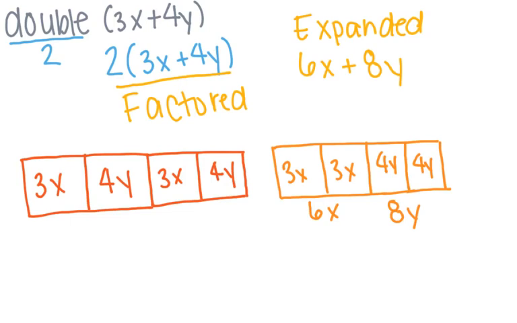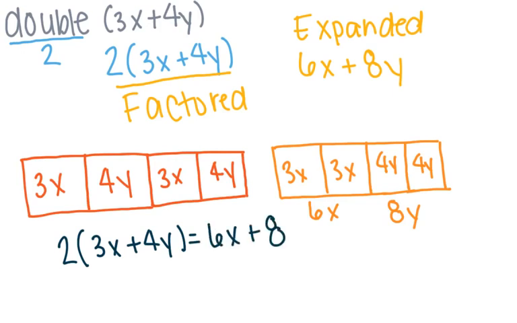So are our expressions equivalent to each other? Yes, they are. 2(3x + 4y) is equal to 6x plus 8y. Now, is there a way that we could have solved this without using models? Because drawing models is kind of time consuming. And if you're trying to take a test or a standardized test, you don't have a whole lot of time. And so drawing models is pretty inconvenient. So let's do it the faster way.